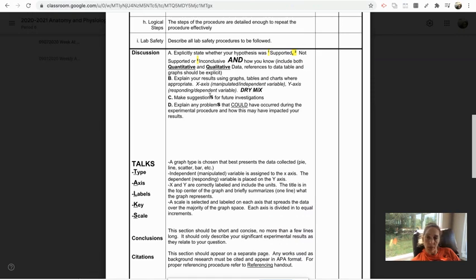C, it says make suggestions, so at least two for future investigations. We'll do two in general for this lab. I have not done this lab before. This is a replacement for the things that we're unable to do in the classroom. And then problems that could have occurred that you think might have impacted your results. So there are always other confounding factors that could occur that I want you to be thinking about. So that's what goes in this D section, at least two things that could have influenced your results other than what you thought you were studying or measuring.